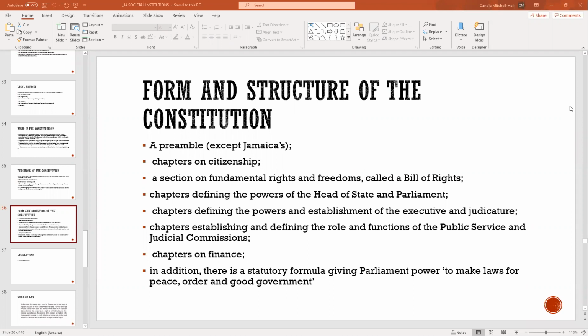Is it the same today? Is it the same for you at the sixth form level? No, sir. So you are not familiar with your rights? You don't know the Bill of Rights or the Charter of Rights? Nope. All right. So the Constitution establishes our rights as citizens in the country.